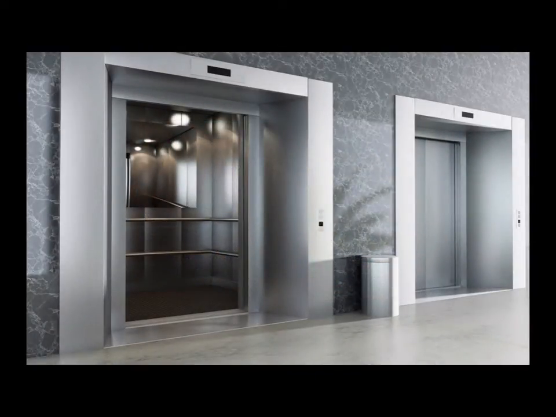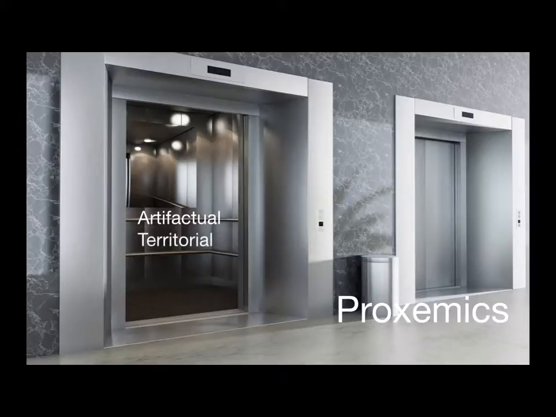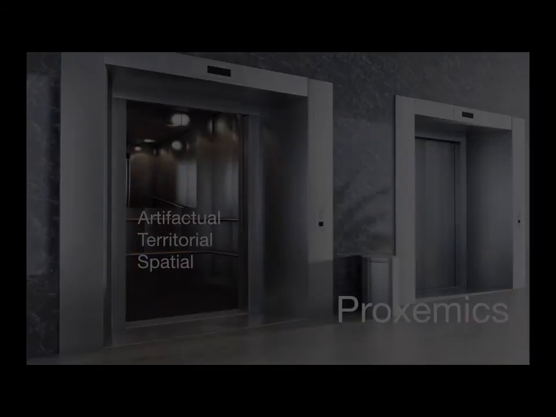Okay, next category, proxemics. This has to do with three different areas of study in terms of what we put around us: artifactual proxemics, territorial proxemics, and spatial proxemics. Now this has to do with stuff that we have and where we put it and what kind of distances we have with things, so it becomes very visual in that respect.